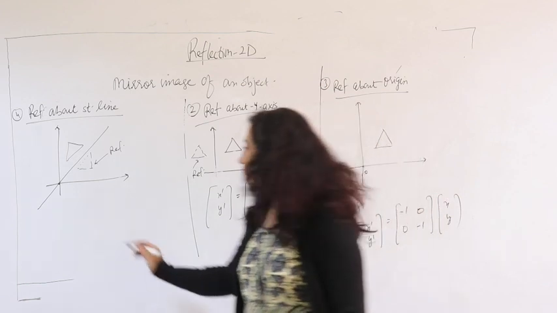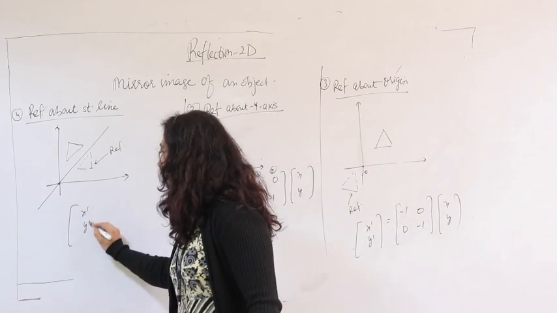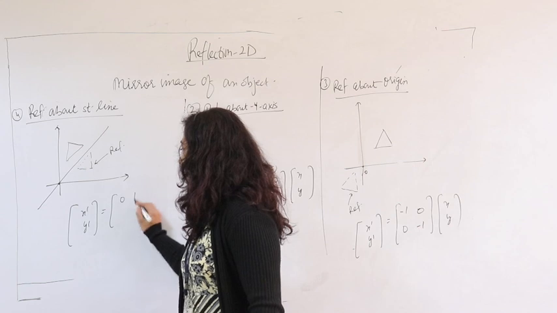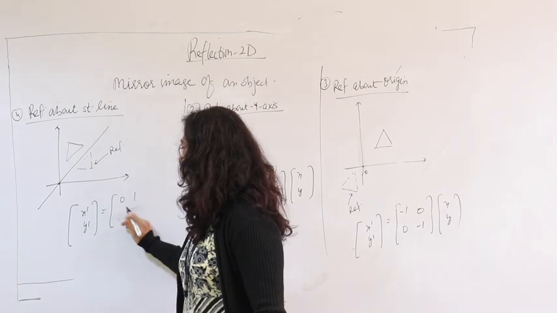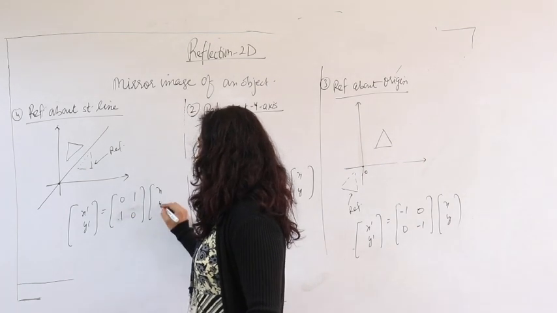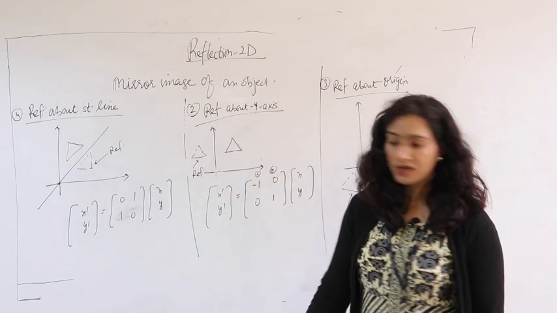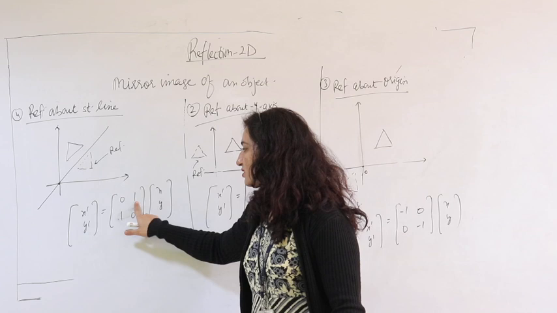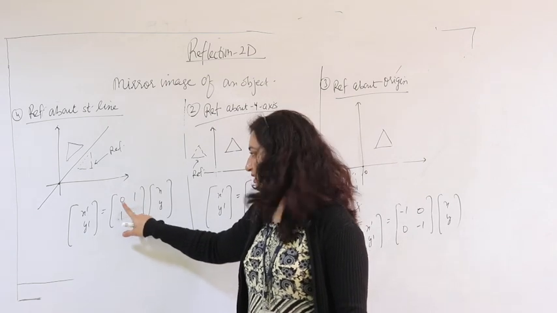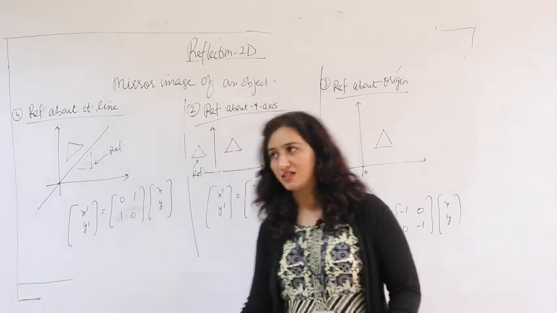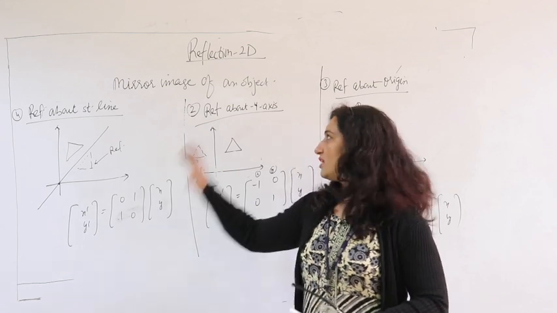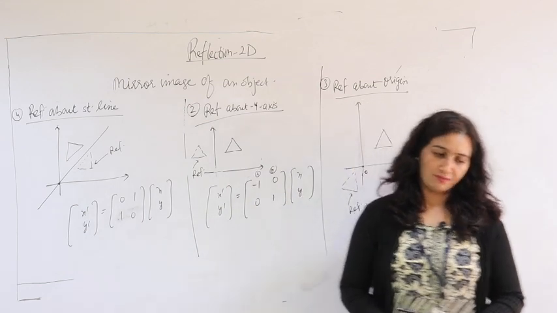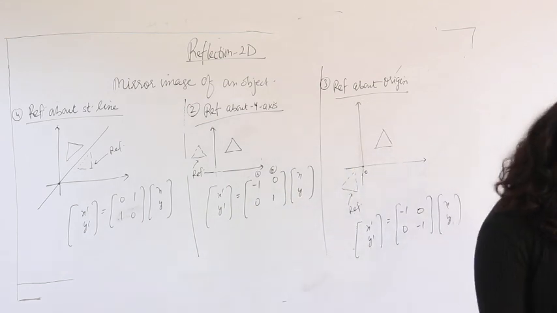So what will be the matrices? The matrices will be like this. It's 1 0. Clear? In simple matrices there is 1 0 0 1, but here the x value will be y, y value will be x. That is called reflection about straight line. So that's all about the reflection in 2D. Okay. Next.